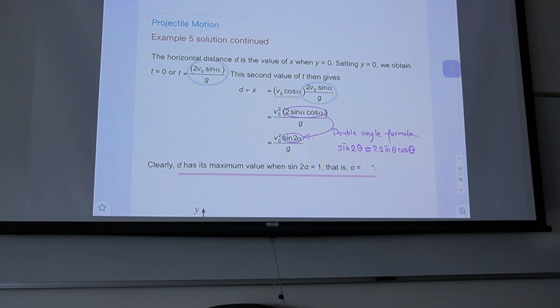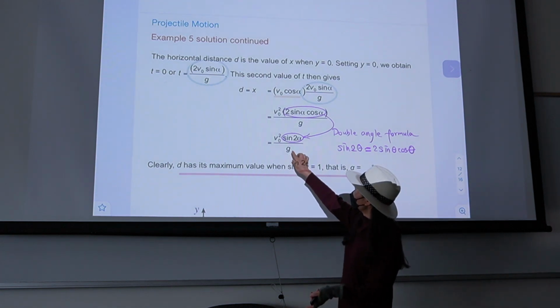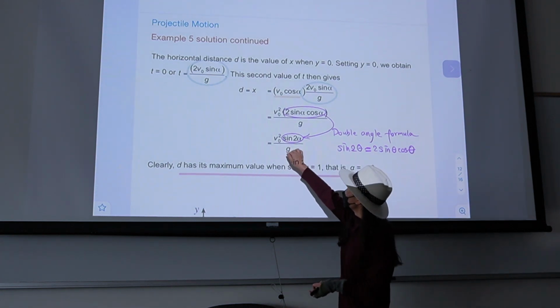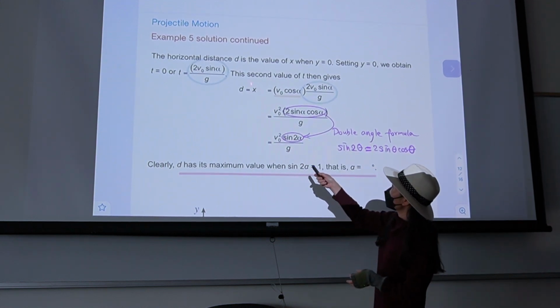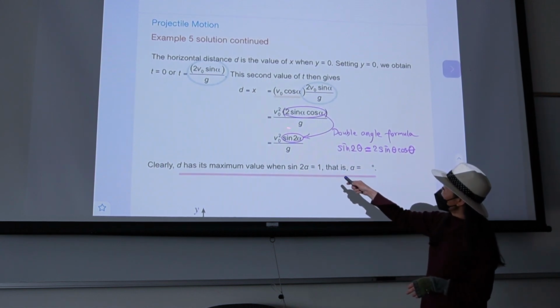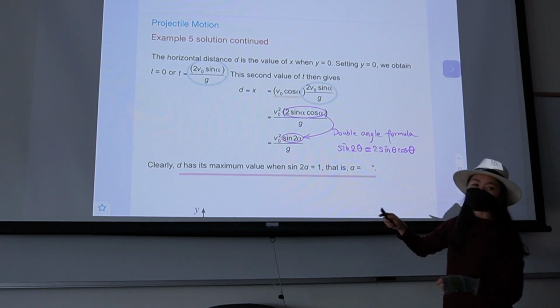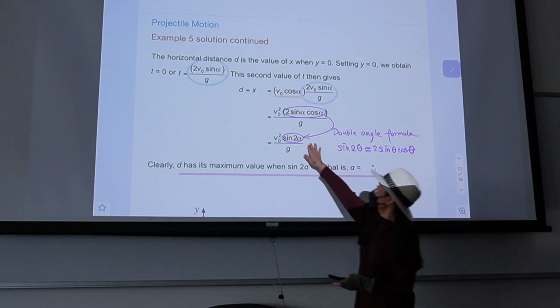Now looking at this, remember the initial velocity is fixed already, and the gravitational acceleration is fixed. Those are constants. So if we can maximize this, then the x here will be maximized. The span here will be maximized. What alpha gives you the maximum sine 2 alpha? How big can sine be? What's the maximum for sine? 1, right? So how can I get this to be 1?